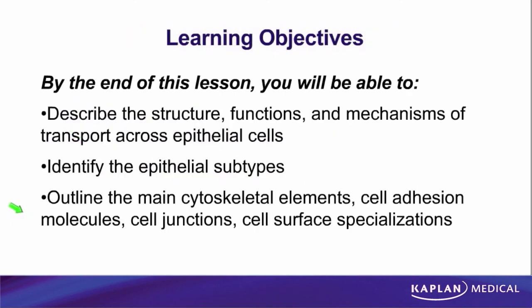Okay, so what we said we wanted to accomplish in this section was to describe the structure, function, and mechanisms of transport across epithelial cells. And remember, that can be either through the epithelial cell or around the epithelial cell. We wanted to talk about the different types of epithelial cells. Remember, we talked about the stratified or the simple, and then the different shapes, squamous, cuboidal, and columnar. And then we wanted to talk about the cytoskeletal elements, microfilaments, intermediate filaments, and microtubules, the cell adhesion molecules, the various types of cell junctions, and the cell surface specializations. So that's what we have accomplished.